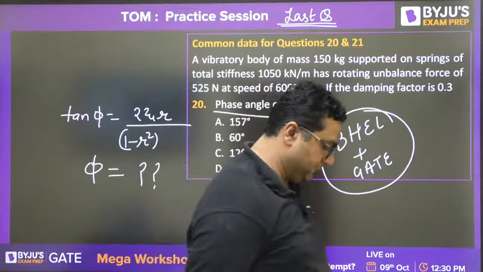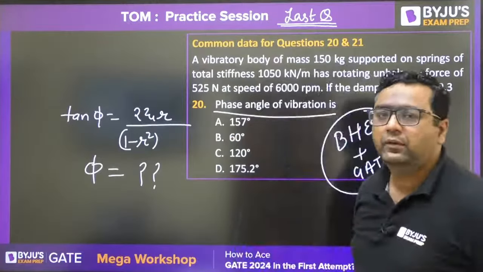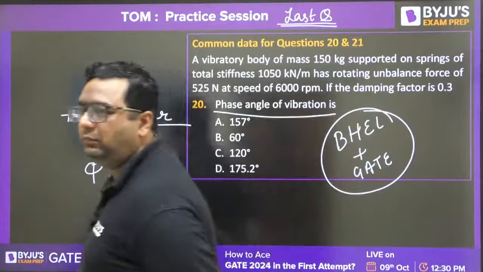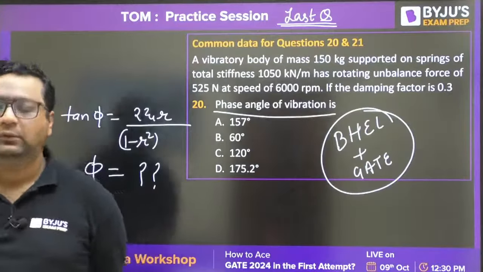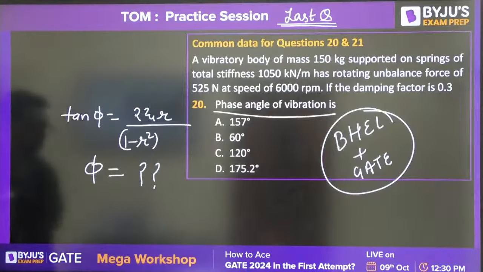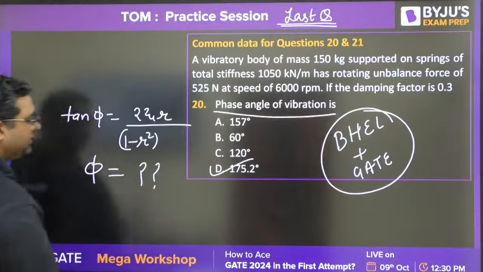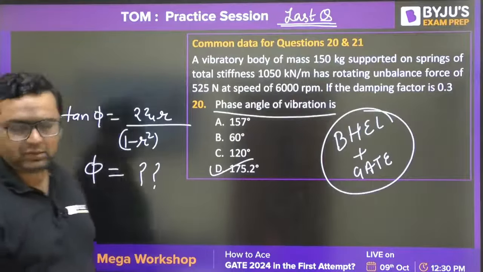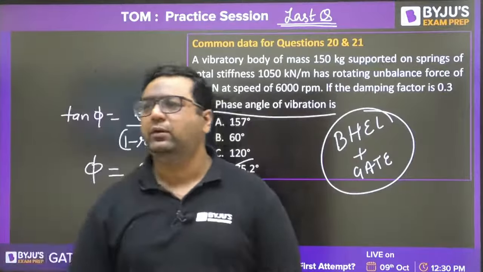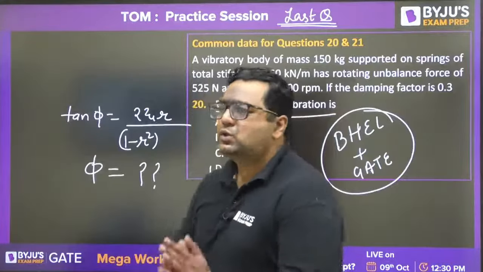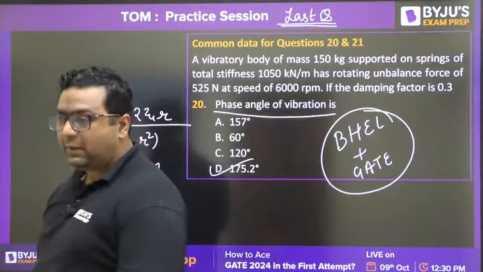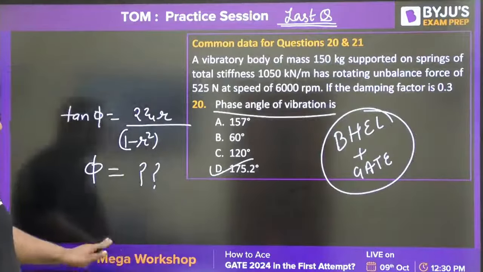The answer is D, 175.2 degrees. Very good, Pudina, very good. So guys, we have completed all the 20 questions with this.